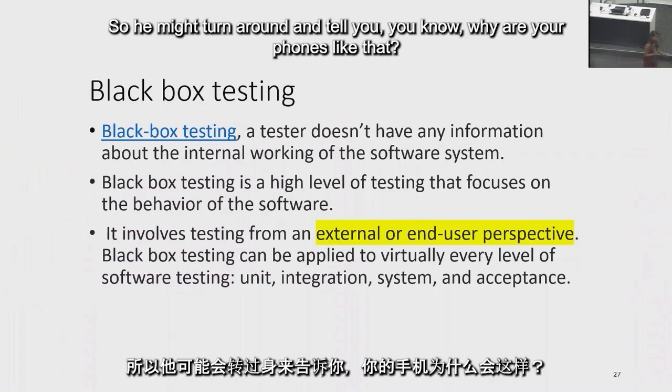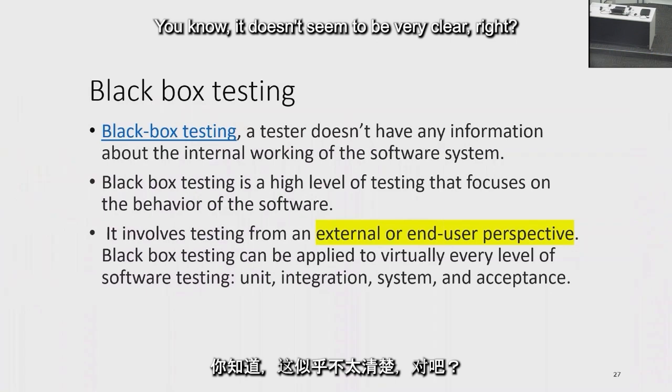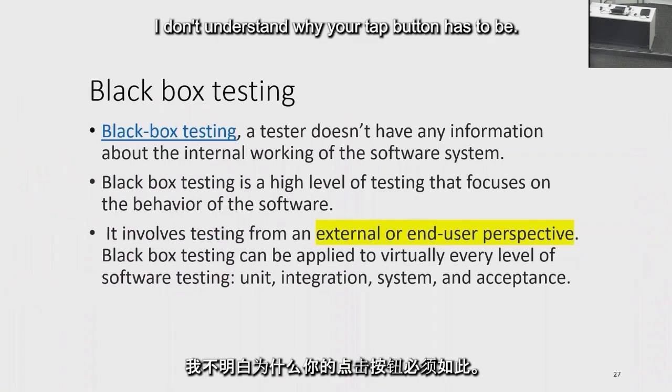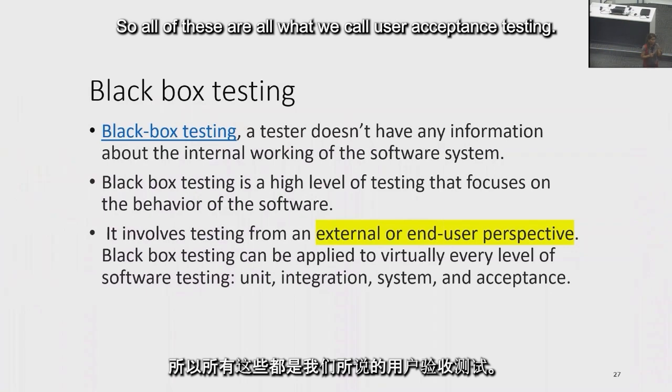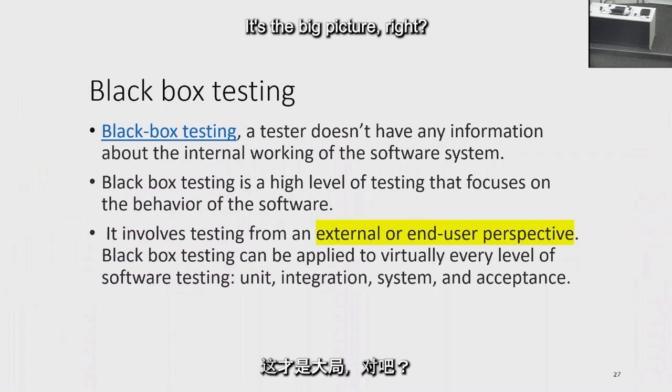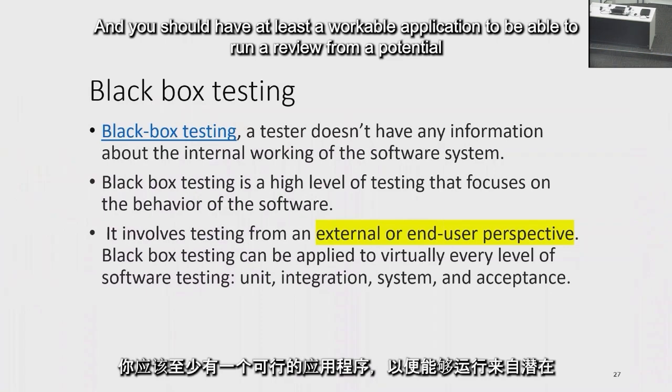He might turn around and tell you, why are your fonts like that? It doesn't seem to be very clear, right? I don't understand why your tab button has to be here. So all of these are what we call user acceptance testing. It's the big picture, right? And you should have at least a workable application to be able to run a review from a potential end user.